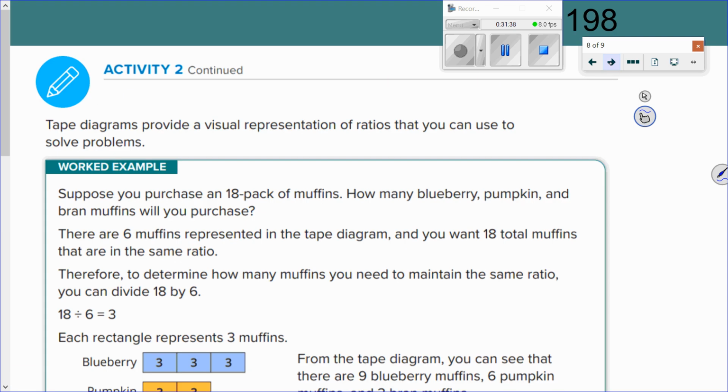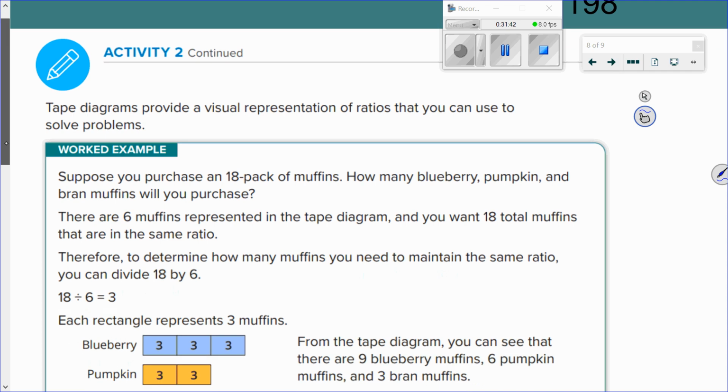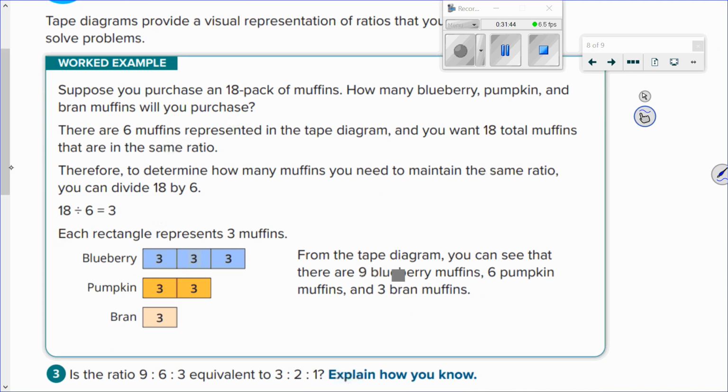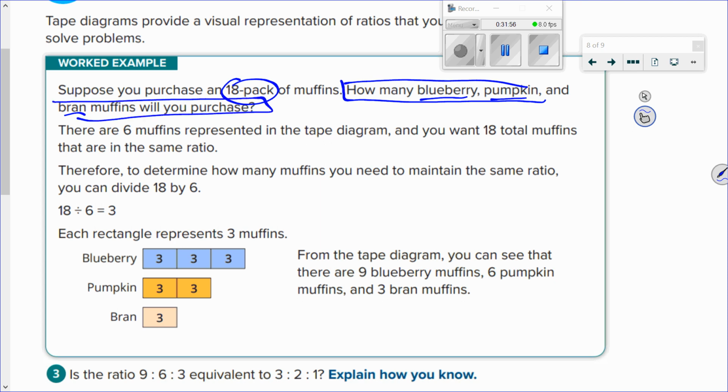Okay, next we're on page 198. Now, suppose I do an 18-pack of muffins. How many blueberry, pumpkin, and bran muffins will I purchase? So there's our question. So there are 6 muffins represented in the tape diagram. I want 18 total muffins that are in the same ratio.